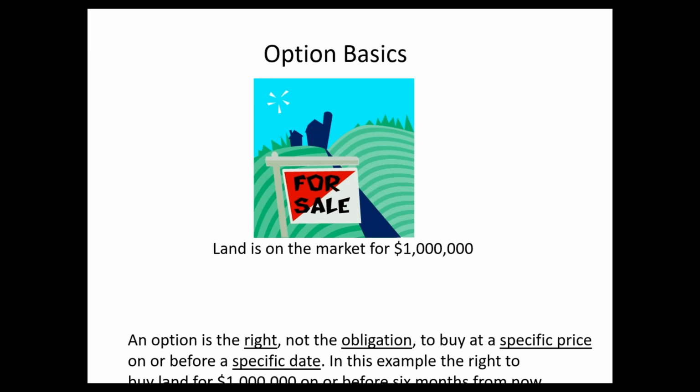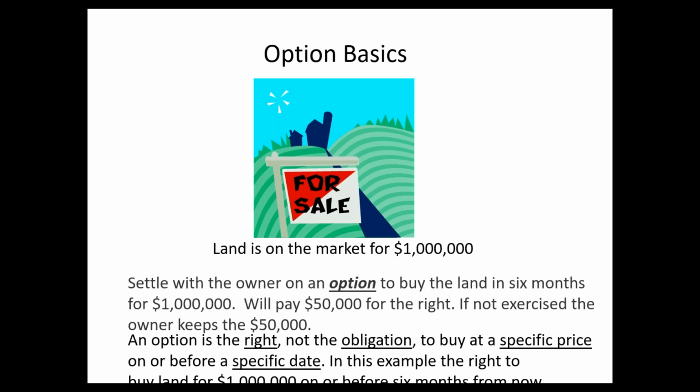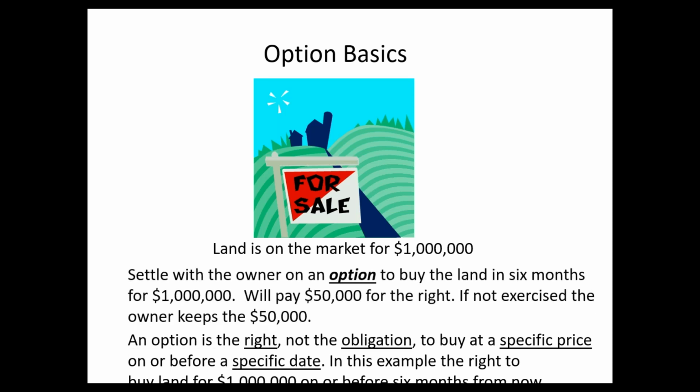So the land is on the market for $1 million. You settle with the owner on an option to buy the land in 6 months for that $1 million. What you want to do for that right is you're going to pay the farmer right now $50,000 for him to hold that option available to you for 6 months. If you don't exercise that option, the owner gets to keep the $50,000. That, in a sense, is the basis of what an option is.